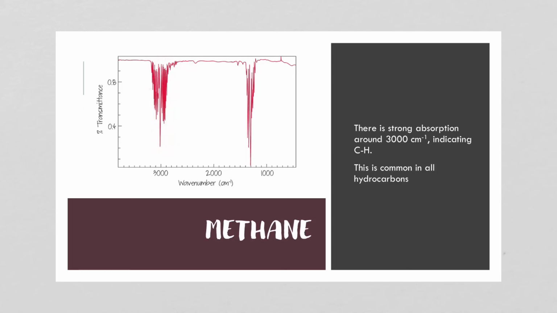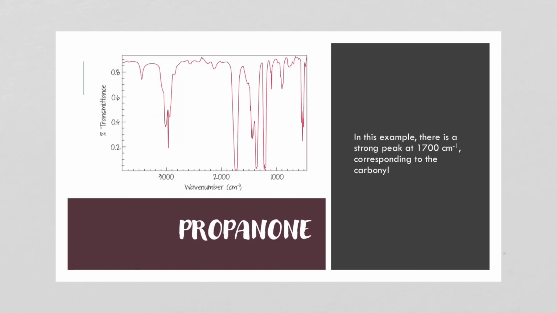This is the spectrum for methane. This type of pattern would be common in all hydrocarbons. In this one, we can see that there's a peak again at 3000 for the carbons and hydrogens. You'll always see a peak here. And then we also see another peak around 1700 right here, and that corresponds to the carbonyl that's found in propanone. So the C double bonded O is right there.